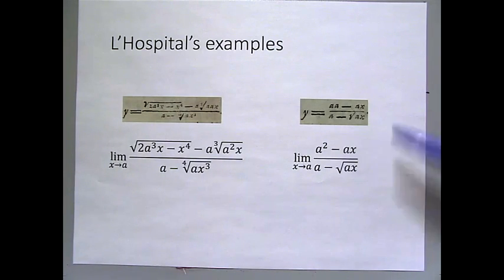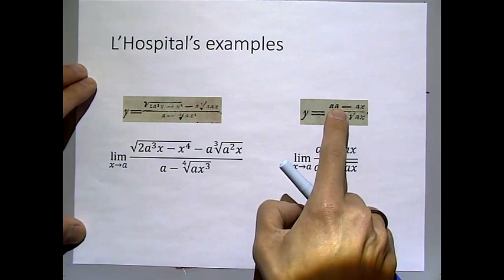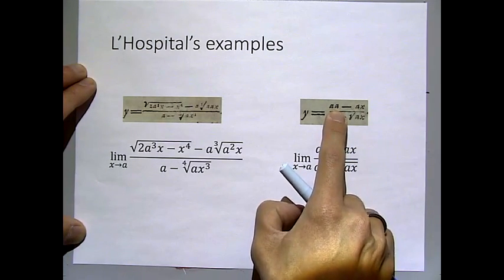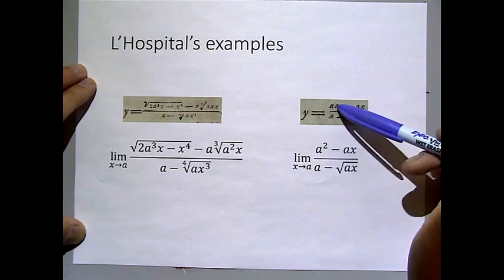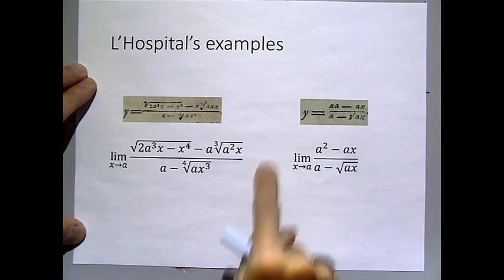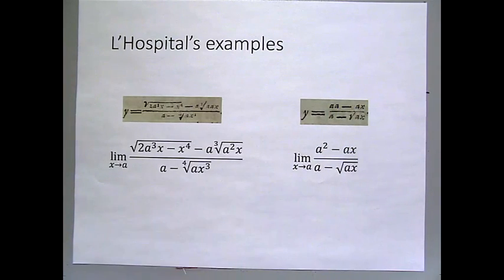The second example, a little bit easier. Back in their days, instead of writing a squared, they would write AA. It's kind of weird. But today, of course, that would be a squared over a. So this one is the simpler example, but actually shows up later in the book. And you can see this very quickly. It goes to 0 over 0. Applying the rule, we would get the right limit.